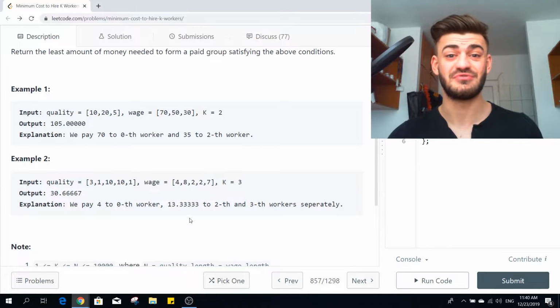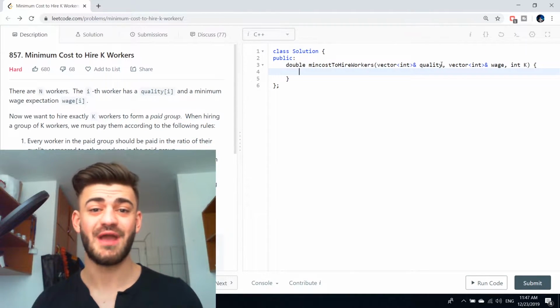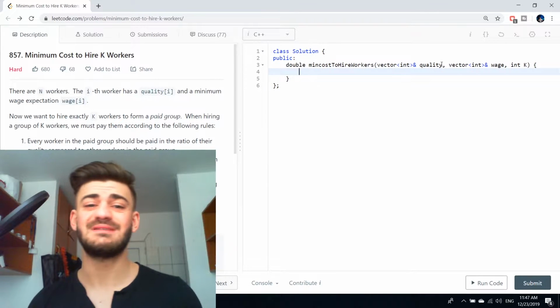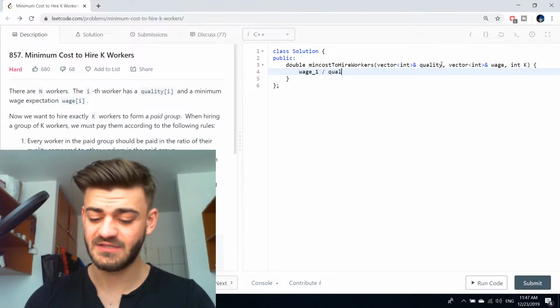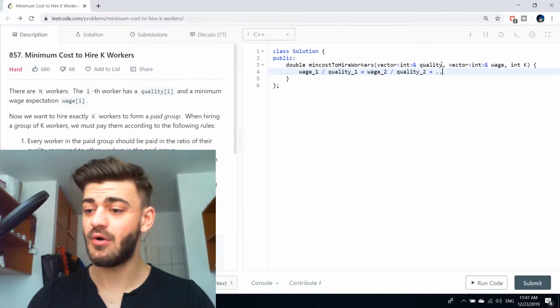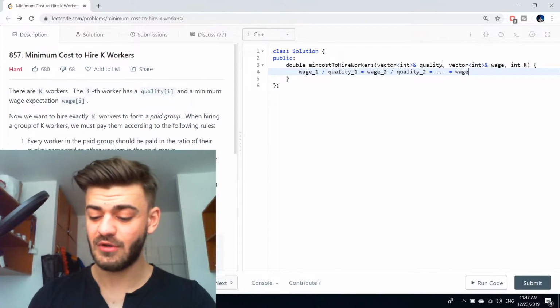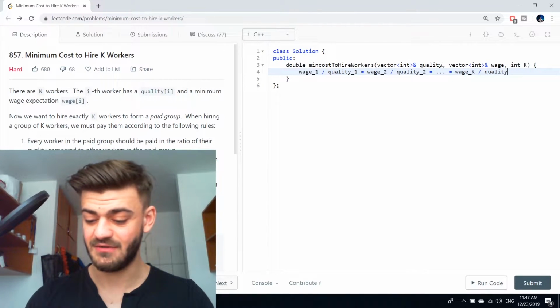Now, let's jump into the solution. And I'm going to take the first rule, because it's the most important one, and rewrite it a little bit. Now, what did we say the first rule means? That the wage of the first worker divided by its quality is going to be equal to the wage of the second worker divided by its quality, and so on and so forth, going to be equal to the wage of the kth worker divided by its quality, right?